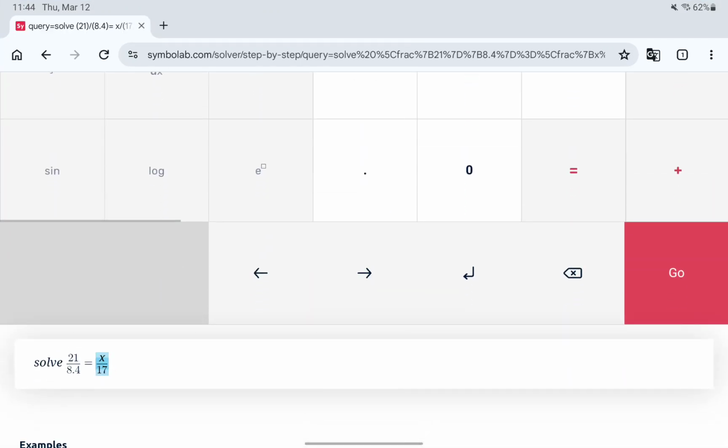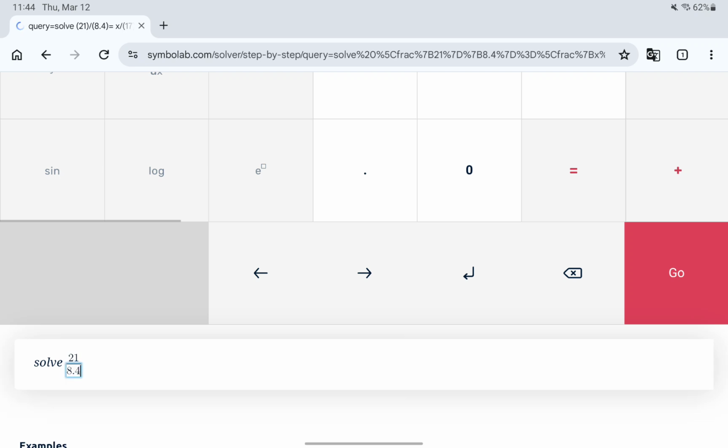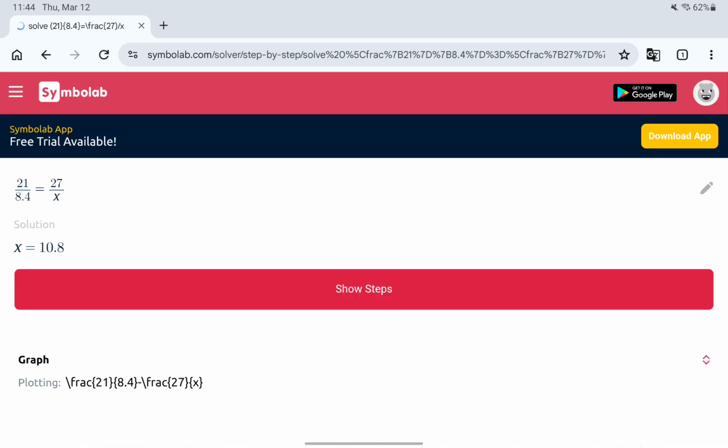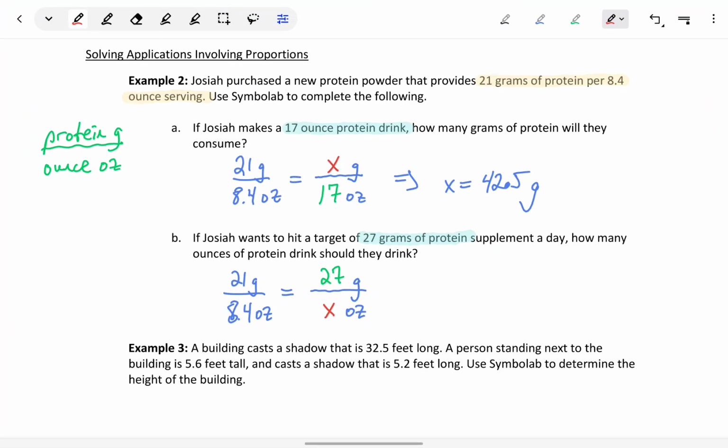To come up with that solution, we'll come back to Symbolab and we'll solve 21 over 8.4. I guess I could have left that first portion. Set equal to 27 over X, and we get 10.8. So in order to hit this target goal of 27 grams of protein per day, Josiah needs to drink 10.8 ounces of this protein drink per day.